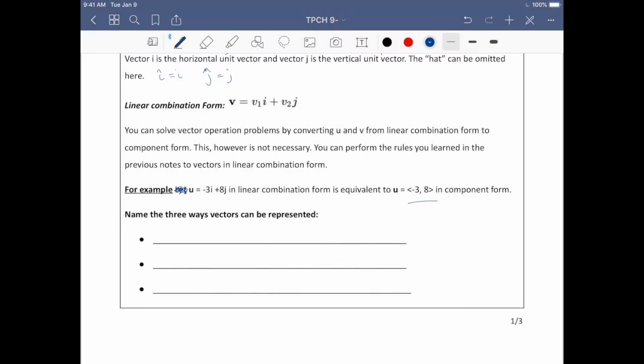We actually didn't need that word let, so I just crossed it off. Now, it says name the 3 ways vectors can be represented. So you'll use your notes now as well as previous notes to answer this question.